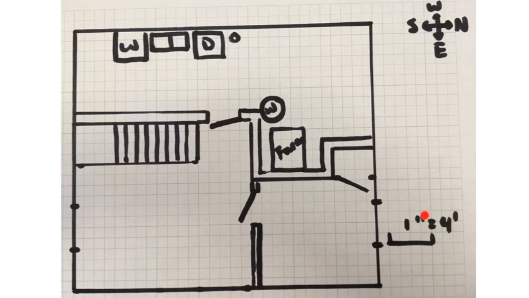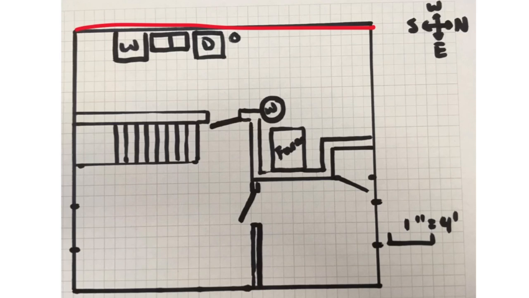Notice it has a scale here. It has 1 with 2 quotes. That means 1 inch equals 4, and 1 quote mark is feet. So 1 inch equals 4 feet. Let's say I wanted to find out how long the whole basement is. And I measure it with a ruler, and I find that it's 7 inches. And I would want to know how long is the basement in real life.